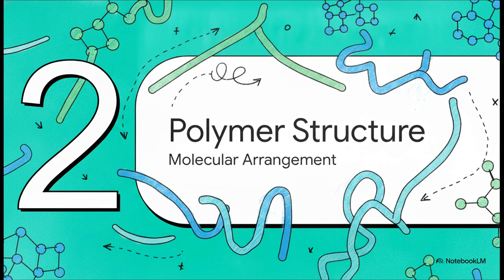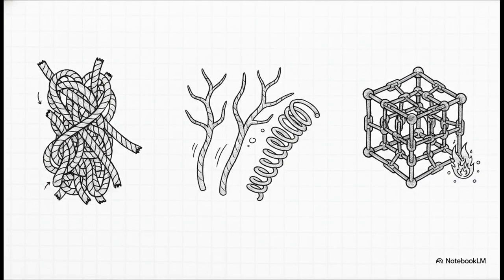Moving right along to Section 2, Structure and Crystallinity. Let's see how these long molecular chains actually arrange themselves in space, because this is where the physics of these materials really kicks in. Try to visualize this in your mind. First, you've got long, straight chains. They get deeply entangled with each other, which massively increases tensile strength.